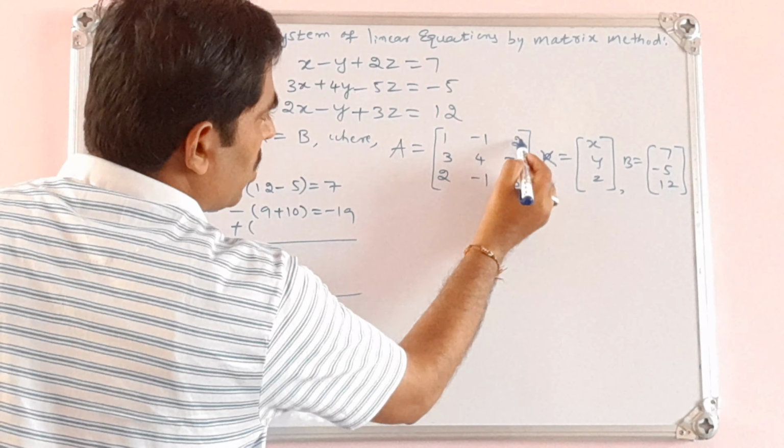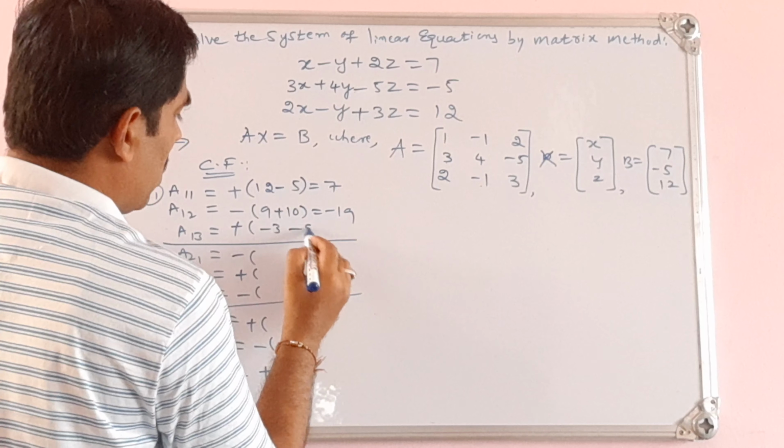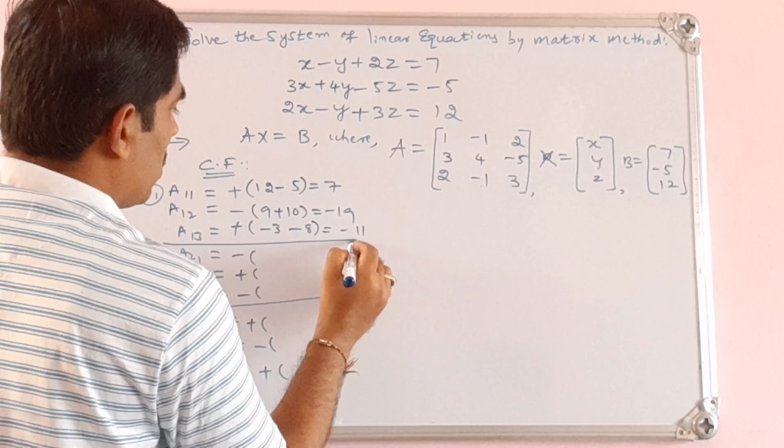Then the last element is 2. So leave this column and this row. 3 into minus 1 is minus 3, minus 8. So that will be minus 11.